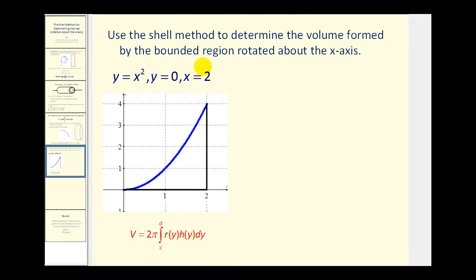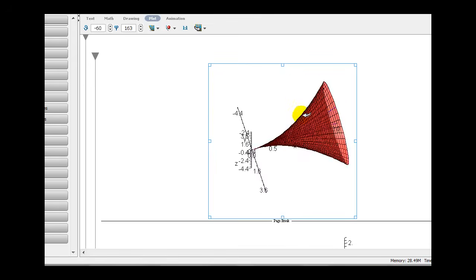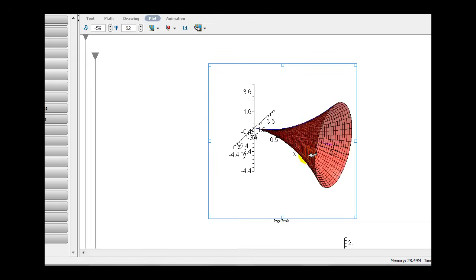We want to use the shell method to determine the volume formed by the bounded region rotated about the x-axis. So we have y equals x squared in blue, we have y equals 0, and x equals 2. So this would be our region rotated about the x-axis. So this is what the solid would look like rotated about the x-axis.